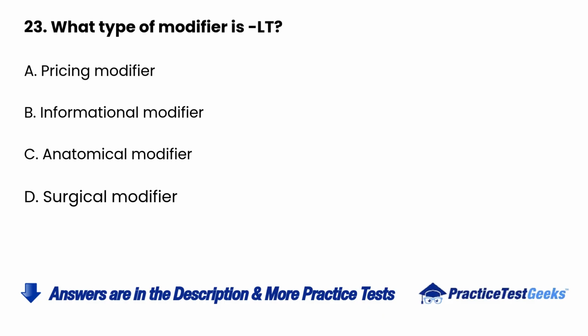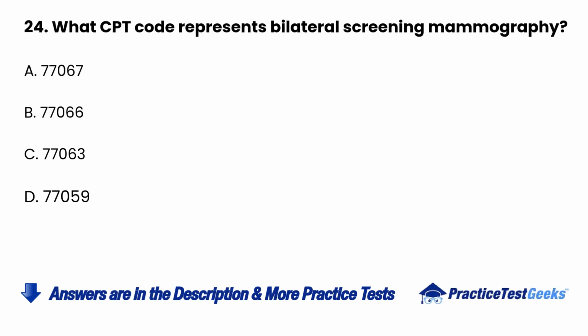23. What type of modifier is LT? A. Pricing modifier, B. Informational modifier, C. Anatomical modifier, D. Surgical modifier. 24. What CPT code represents bilateral screening mammography? A. 77067, B. 77066, C. 77063, D. 77059.